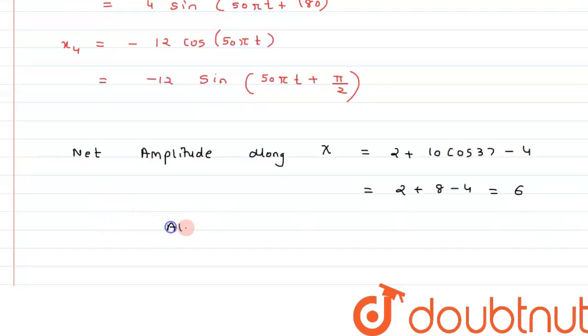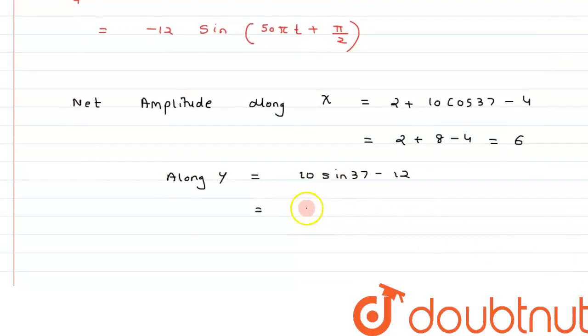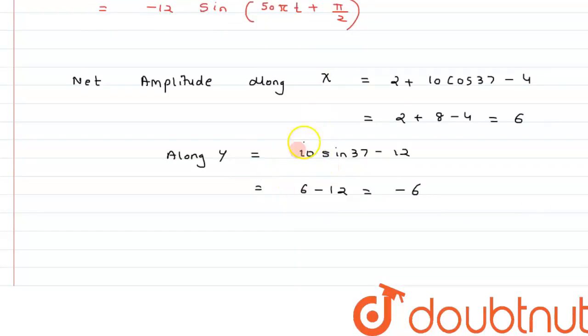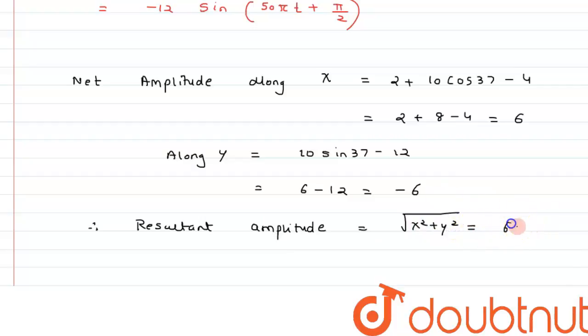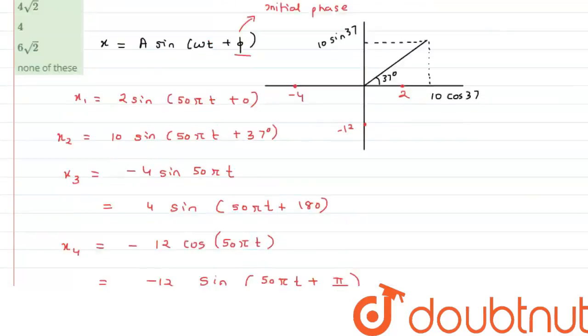Similarly, along y it can be written as 10 sine 37 minus 12, and again sine 37 is nothing but 3 by 5, so this comes out to be 6 minus 12, and that equals minus 6. So we have calculated the net amplitude along the x and y axes. Therefore the resultant amplitude will be the square root of x square plus y square. So here the value gives us the answer as 6 root 2. This is the answer to this question, and it matches with option C.